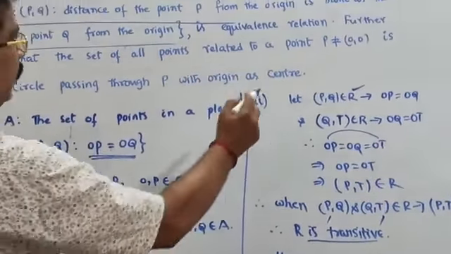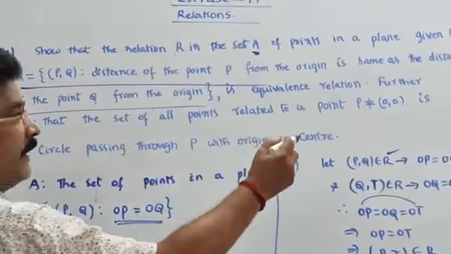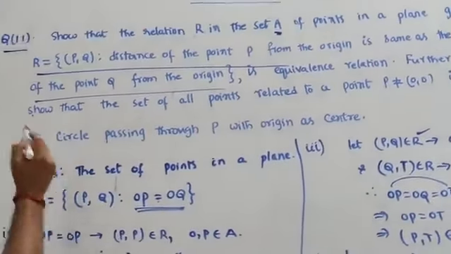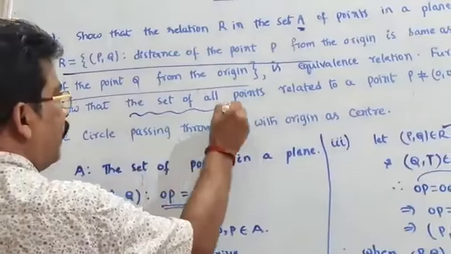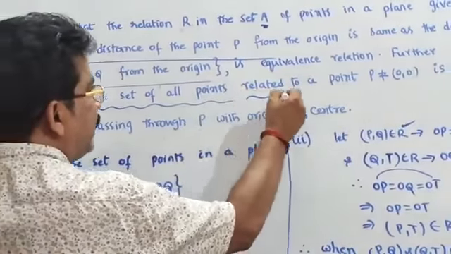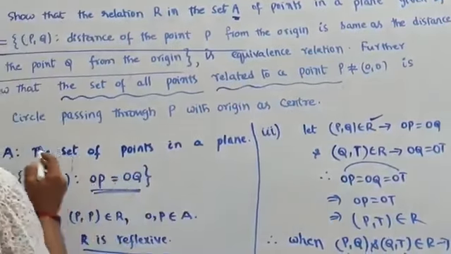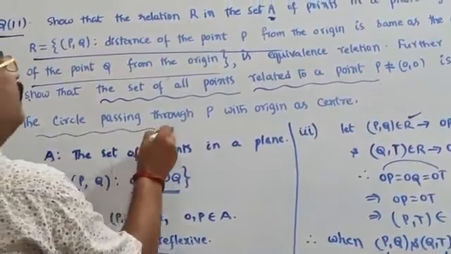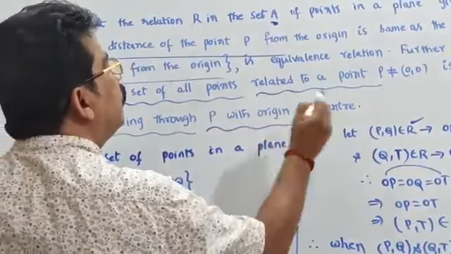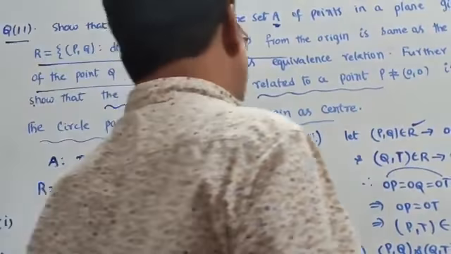Next, the second part. Here, look at the board. Second part: further show that the set of all points related to capital P, of course P not the origin, is the circle passing through P with the origin as center.